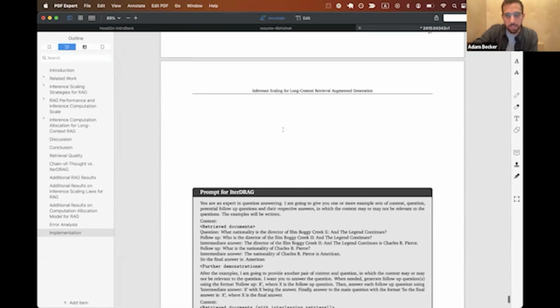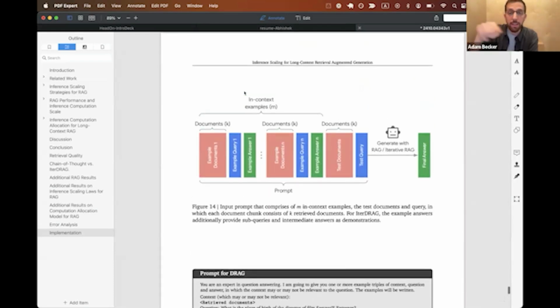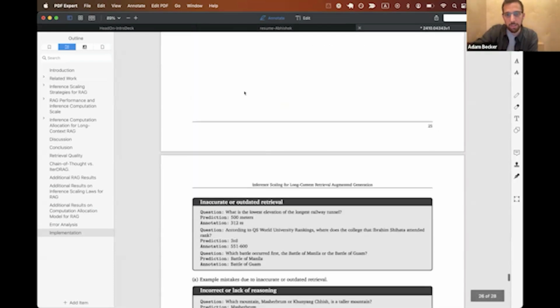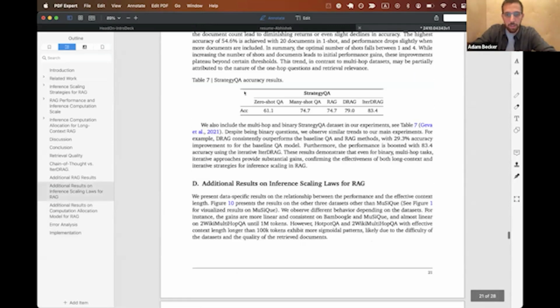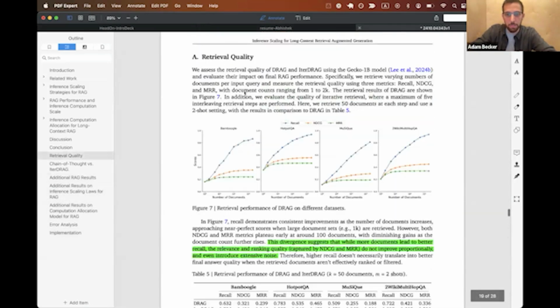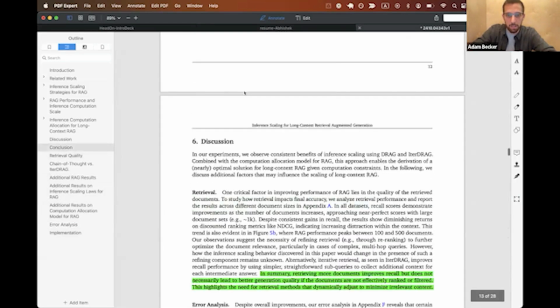Okay, so now we have these hyperparameters, which is like, how many documents should we be retrieving in the first place, and how many examples should we be showing it? Or how many iterations? The idea is to try to find the optimal configuration. They did that empirically in the beginning, and now we're trying to model it. All right, so now let's see how they're going about modeling it.